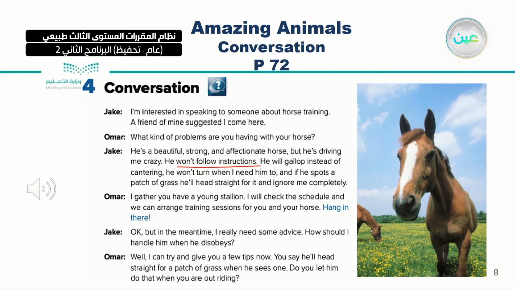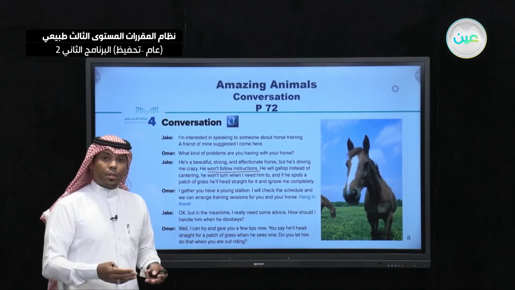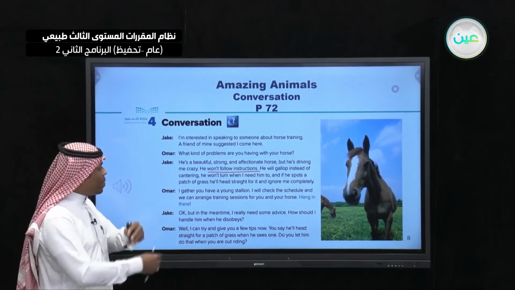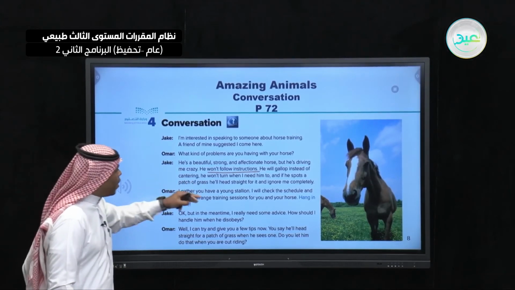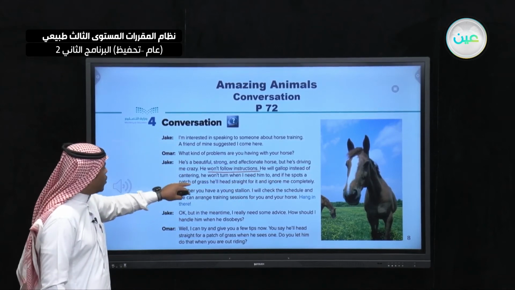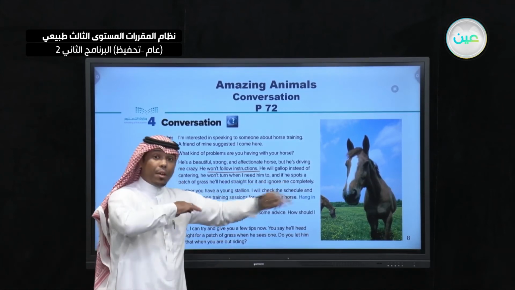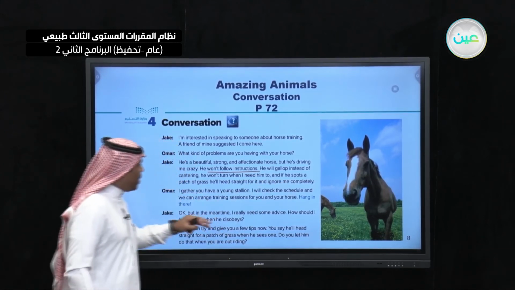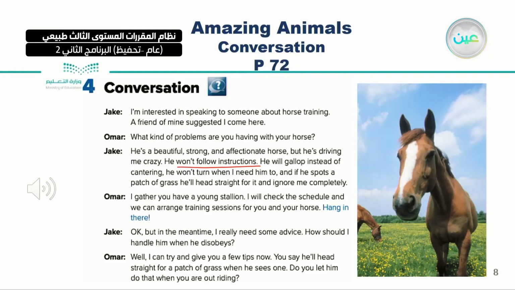So again, do you think Jack is strict with the horse or not? Who is making the shot here? The horse, of course. As you can see, if he spots a patch of grass, he will head straight for it and ignore me completely. Then Umar started to give him advice. I gather you have a young stallion. I will check the schedule, of course, now.